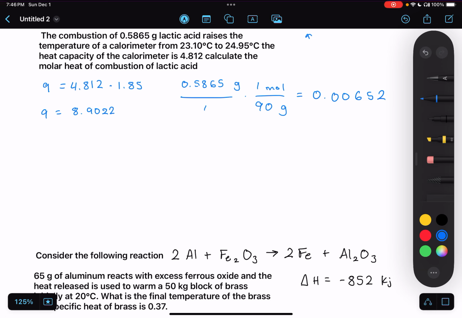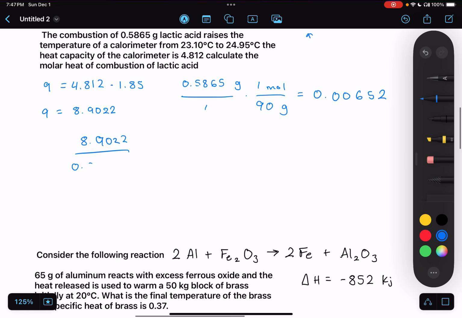Okay, and then you just put your heat, 8.9022, over your moles, 0.00652. That equals 1,366.066. And there you go.